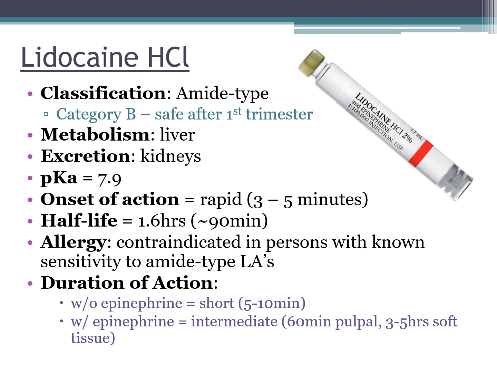Lidocaine, two I's, is an amide type local anesthetic. It is category B. It is safe after the first trimester. Metabolism is in the liver, excreted in the kidneys. Onset of action is very rapid, 3 to 5 minutes. Half-life is 1.6 hours. Allergy, it is contraindicated in persons with known sensitivity to amide type local anesthetics.